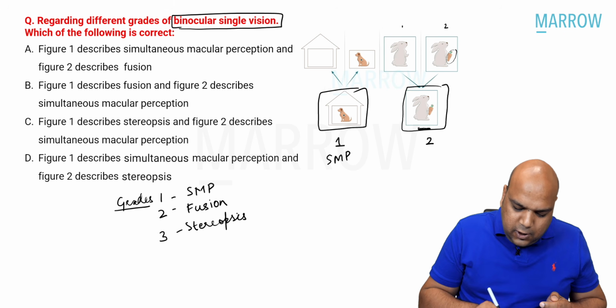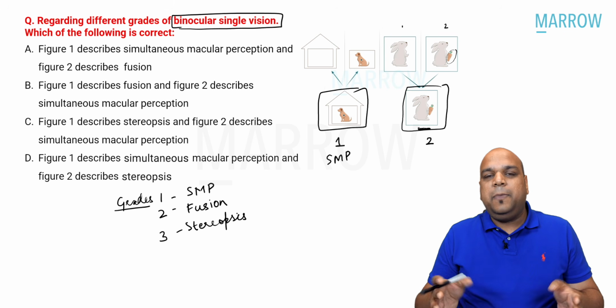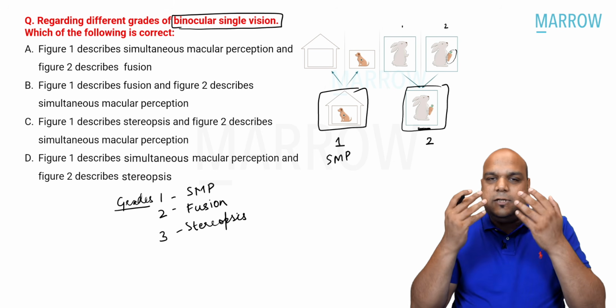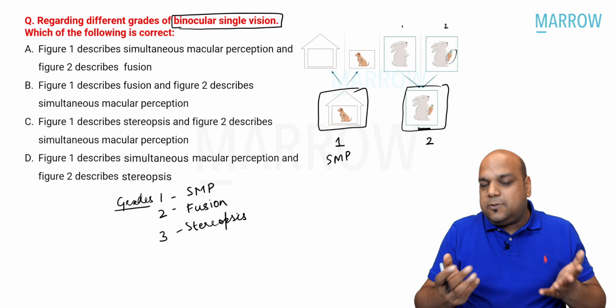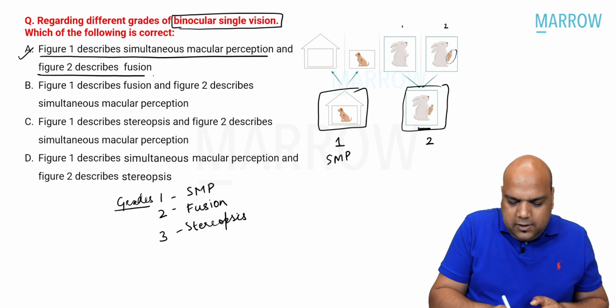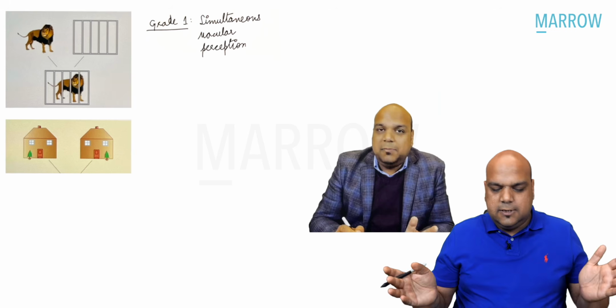What is stereopsis? Stereopsis is depth perception. When we see the same object through two different angles, we are able to judge the depth, and that is stereopsis. So I think the answer is pretty clear. Option A, figure 1 describes SMP and figure 2 describes fusion. If you don't remember this, just look at this.